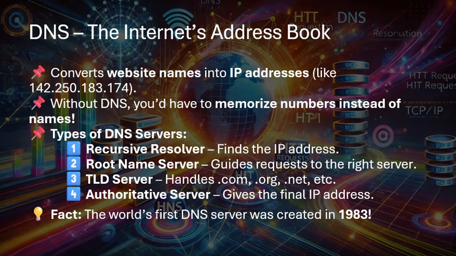There are different types of DNS servers, like the recursive resolver, which finds the IP address recursively for us. Then we have the root name server, which directs our request to the right place. Then we have the TLD server, which is the top level domain, which manages .com, .org, .net, .edu, .in for India or .uk for United Kingdom, etc. Then we have the authoritative server, which provides the final IP address. The first DNS server was created in 1983.